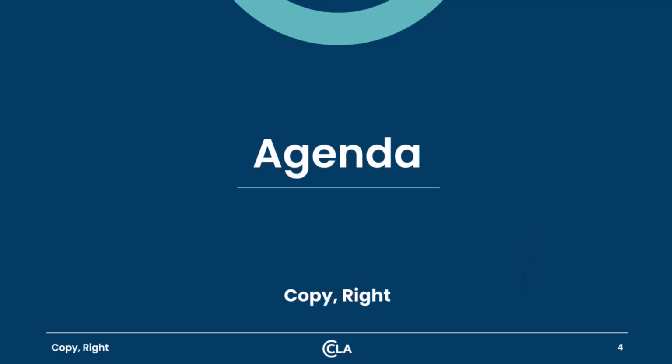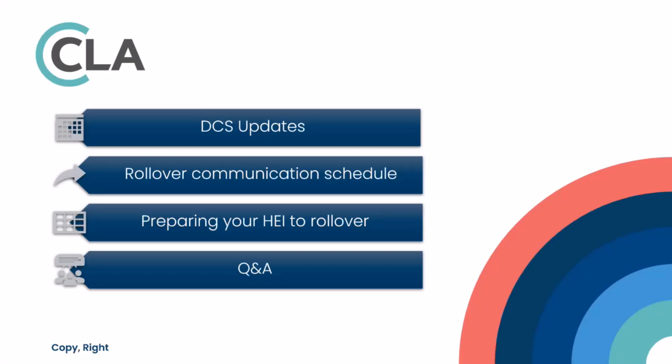Today we will be talking about general DCS updates, what's been happening and what's coming soon. And then we'll talk about rollover: the communication schedule, what the timeline is, and the activities that you have to do to prepare your university for rollover. And then we'll have a Q&A at the end.